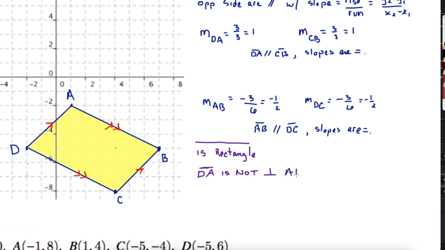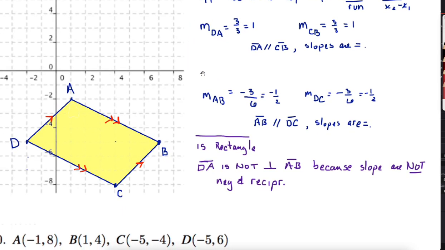to AB, because what do the slopes have to be? They have to be negative and reciprocal, and they're not, because the slopes are not negative and reciprocal. Okay, so this is not a 90-degree angle, so it can't be a rectangle. It means that also takes square out. If something's not a rectangle, it's certainly not a square.